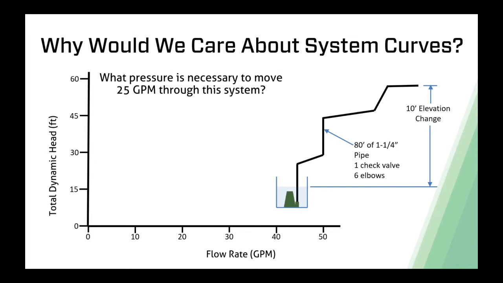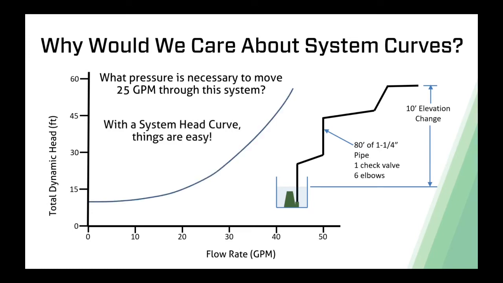If we wanted to know what pressure we need to drive water at 25 gallons a minute through this system, and we had the system head curve, that becomes a very easy question. So if we could snap our fingers and have a system head curve associated with that piping network, that 80 feet of 1.25 inch pipe with a check valve and some elbows rising over an elevation of 10 feet.